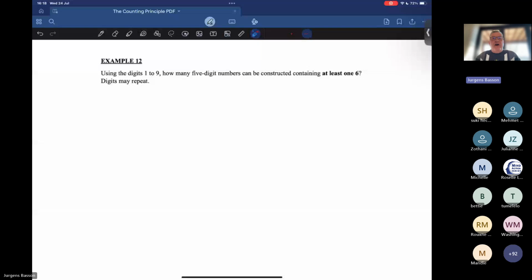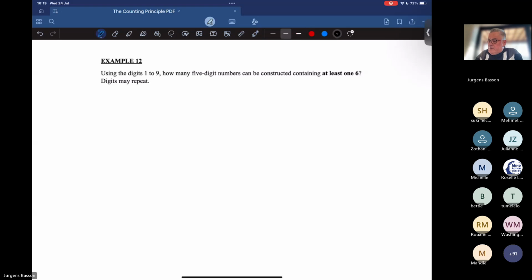And we have a 5-digit number. So we say using digits 1 to 9, how many 5-digit numbers can be constructed containing at least 1 6? Digits may repeat. So we've got 9 digits available. We want to build 5-digit numbers, but these 5 digits must contain at least 1 6.